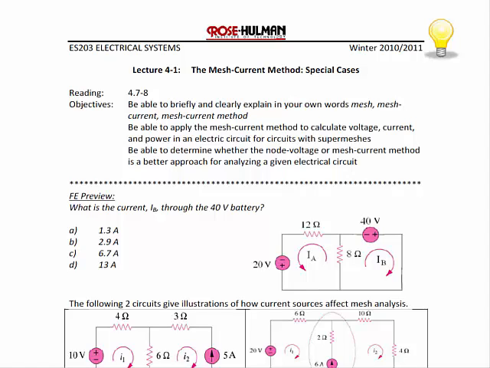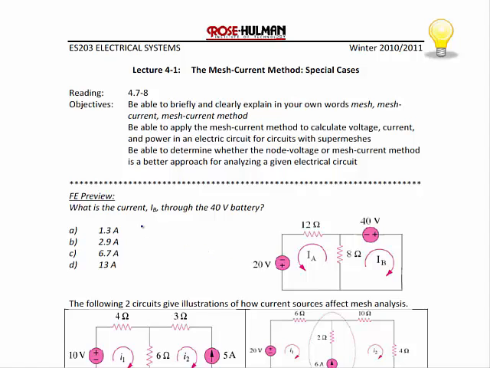But before we get started on the special cases, let's do a mini review of the MeshCurrent method with a problem that I've taken from the FE preview book. So let's assume that you've labeled your current and you have a clockwise current IB and a counterclockwise current IA. Let's look at how you actually solve this problem.